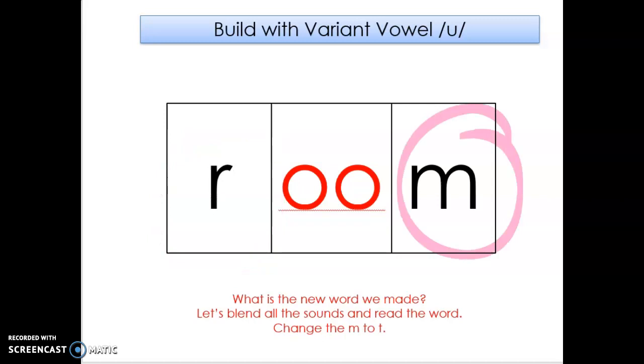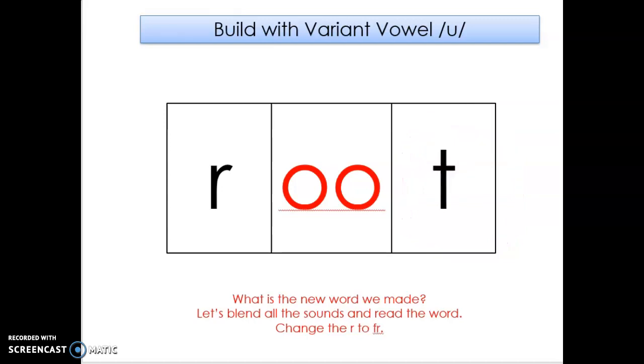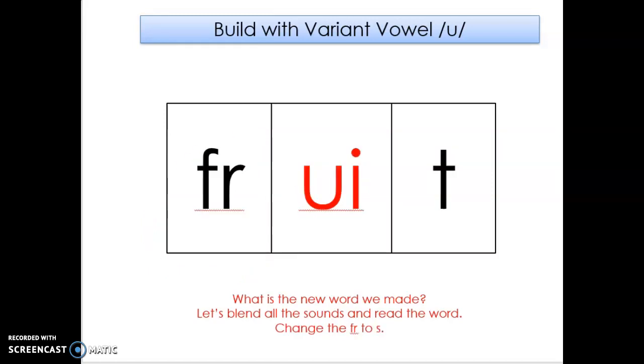Change M to T. Think. Say, the word is root. What's the word? Change R to FR. Think. Say, the word is fruit. What's the word? Change FR to S. Think. Say, the word is suit.